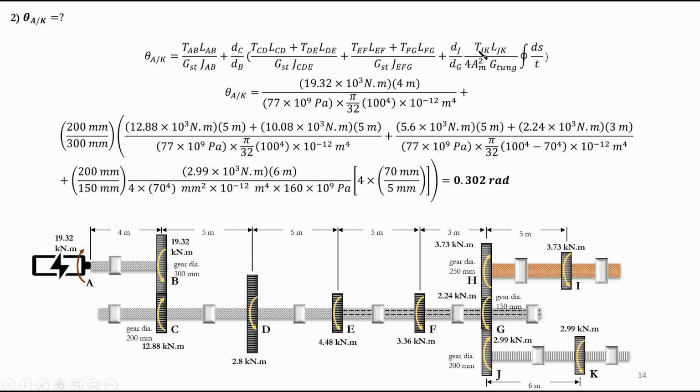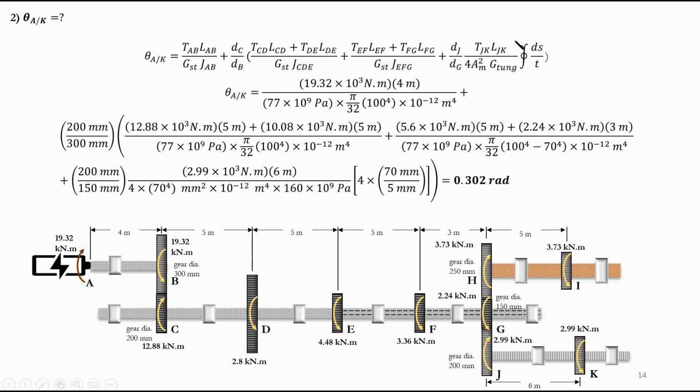Now this is Am squared, right? It's very important to notice this. Am squared, so it's 70 squared squared, or 70 to the power 4 millimeter to the power 4 actually. This is also millimeter to the power 4, which is converted to meter to the power 4, times 10 to the power negative 12. Why? Because it's milli, 10 to the power negative 3 to the power 4, so 10 to the power negative 12 is the conversion. Multiplied by 160 times 10 to the power 9. This is the modulus of rigidity given for tungsten, because we know section JK is tungsten. So this is the G value, G tungsten, as we had.